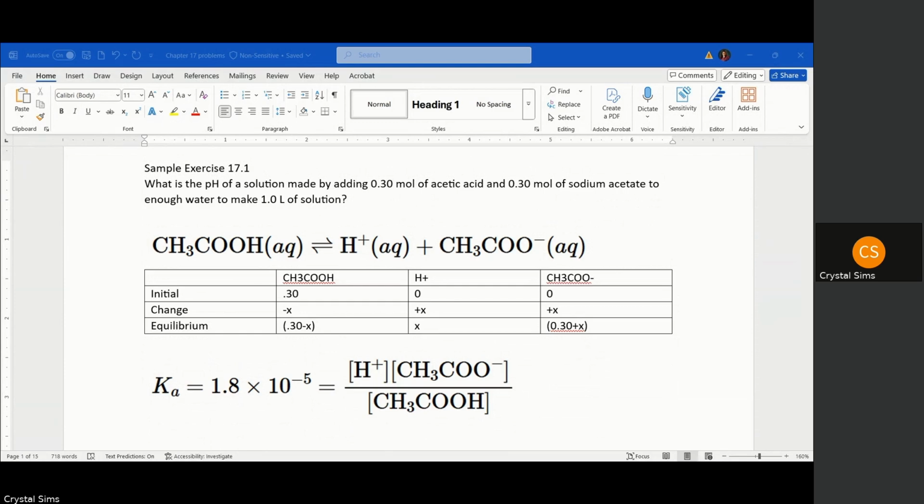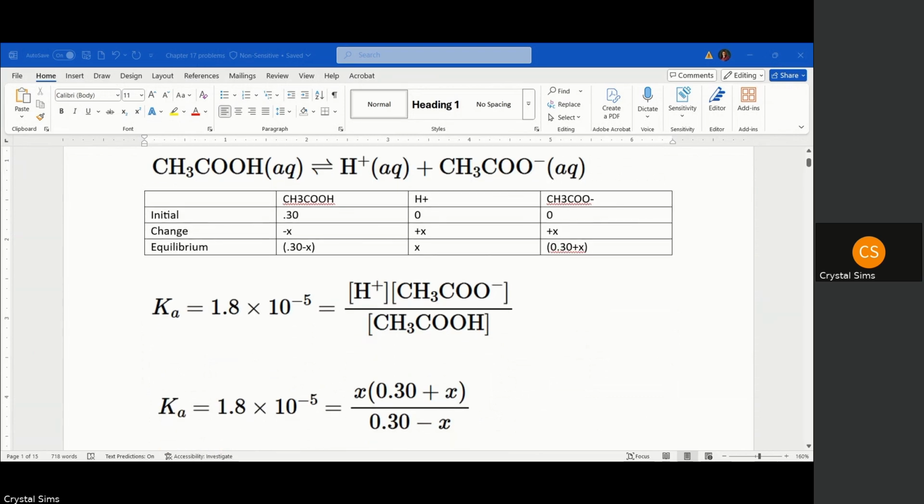Then we sub in what we calculated from the table. So X times the quantity 0.30 plus X divided by the quantity 0.30 minus X, and we set that equal to our Ka, which is 1.8 times 10 to the negative 5. Now, since Ka is so small, we assume that X is small comparatively, so we can ignore our X. This goes back to what we were looking at in the last chapter. We can make that assumption that because Ka is very small, X will also be very small and not have a bearing on our overall calculation.